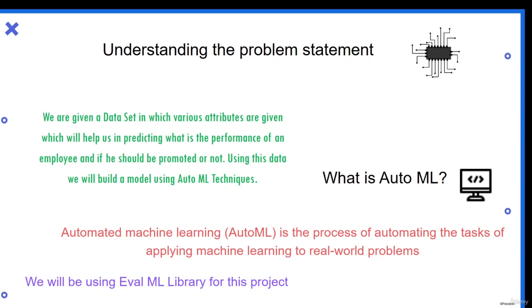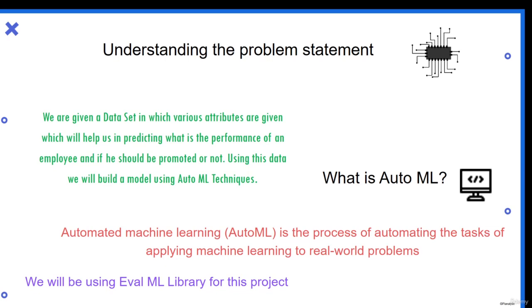I said that we'll be using automated ML, but what is AutoML? Automated machine learning, or AutoML, is the process of automating the task of applied machine learning to real world problems. Basically, automated machine learning automates the model development part. Now, what is model development? Model building, model hyperparameter tuning, model validation, model selection, all of these things come under the model development part. So AutoML automates all of these things.